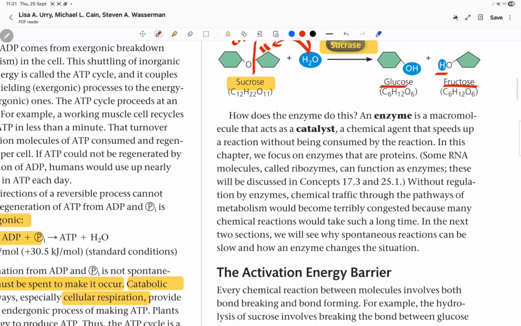So an enzyme is essentially a protein. Just like a protein, enzymes are made of amino acids, and an enzyme acts as a catalyst to speed chemical reactions up. Enzymes are not consumed by the reaction.